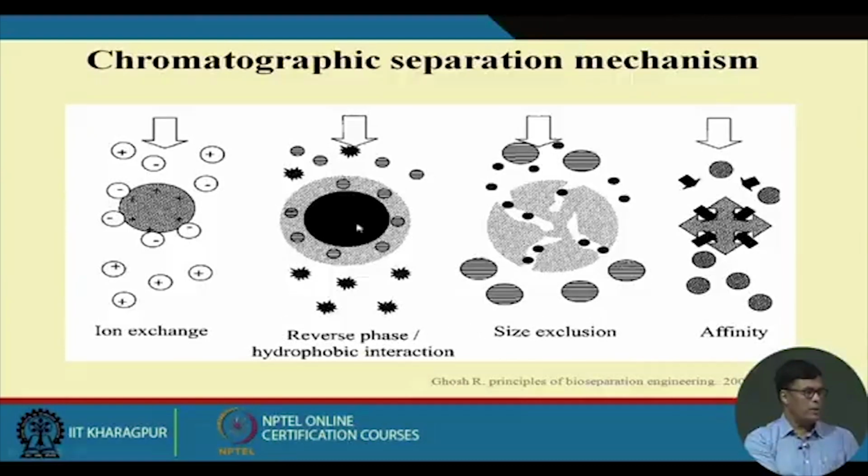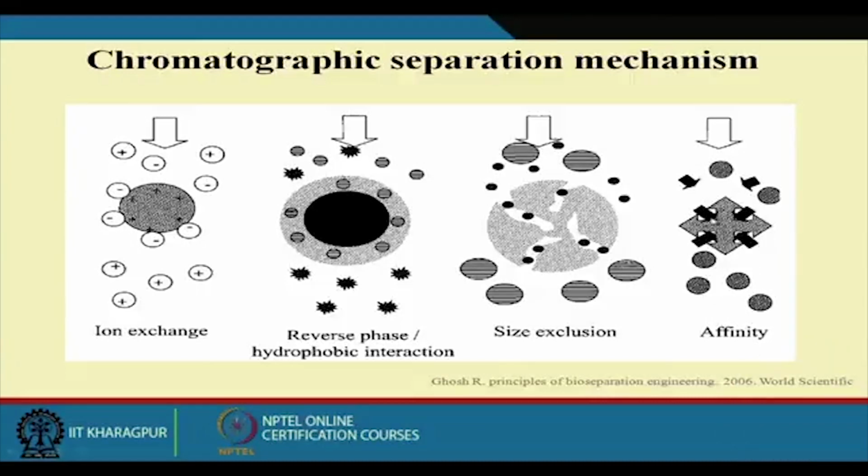And then there is how the particles are separated from each other: ion exchange, reverse phase, hydrophobic interaction, size, inclusion and affinity. These are the different techniques through which particles can be separated from each other. In affinity, suppose the sample contains two types of particles, but your packing material has affinity for only one. So the other particle will separate out, and then you use some kind of eluate to detach this one from the solid surface. You get this pure component in your liquid.